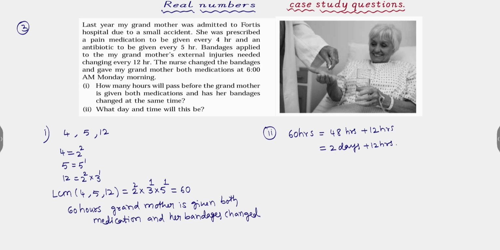So we have to add these 2 days to Monday. Then it will be Tuesday and Wednesday. Wednesday 6 a.m. plus 12 hours is nothing but Wednesday 6 p.m. Therefore, the answer is Wednesday at 6 p.m.